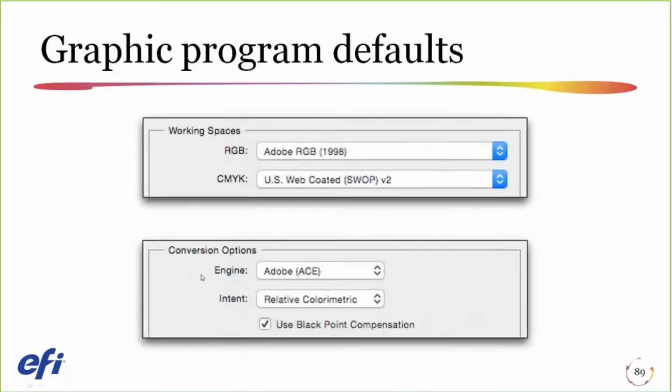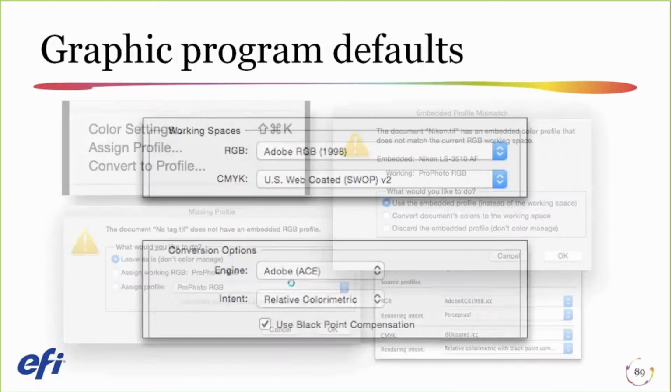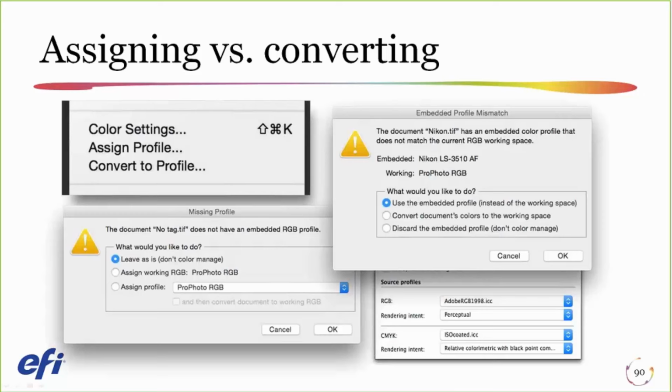And they're used in many different areas, okay? We need to select the proper working space. What am I going to use as my default profiles? What are my default settings for relative colorimetric and black point compensation here in the Adobe Suite? But also when I'm opening up images, I have to answer questions. What profiles do I want to use? Do I want to do conversions? Do I want to assign a different profile? What does all this mean?